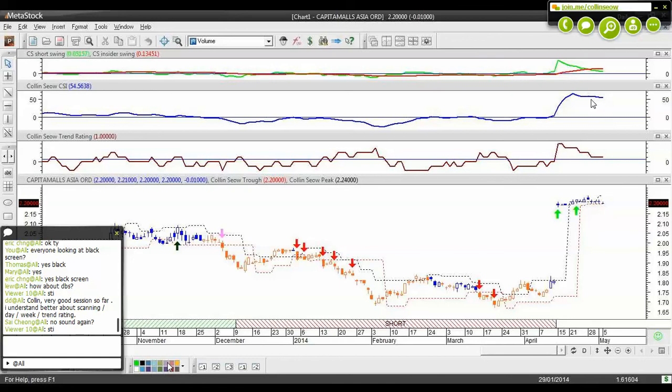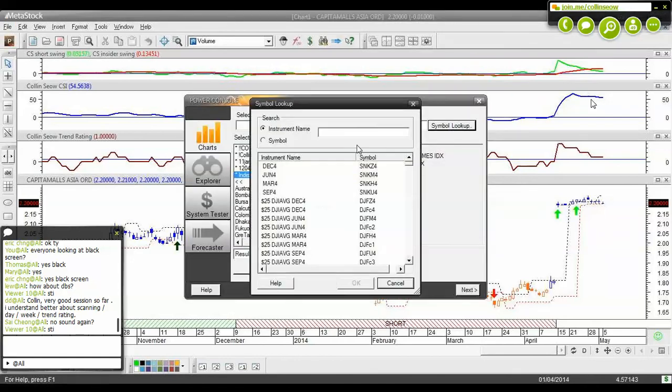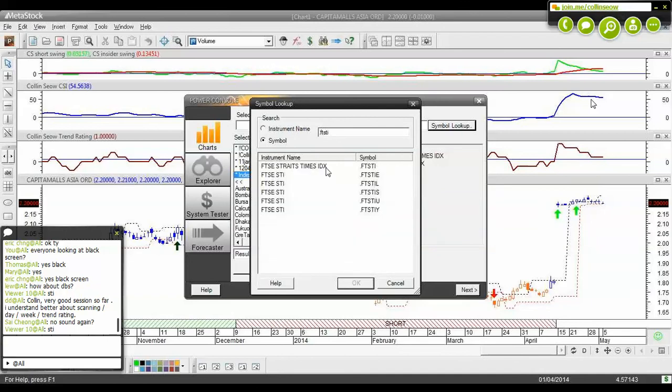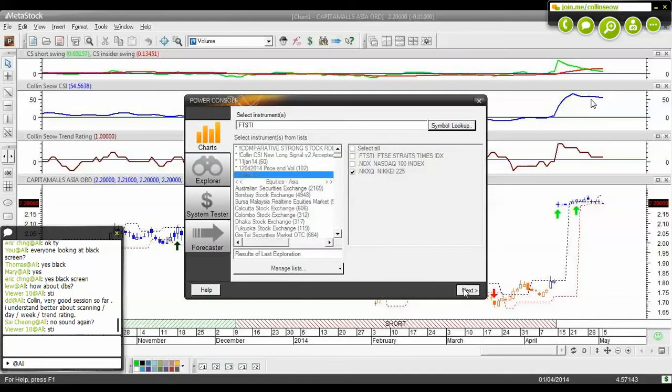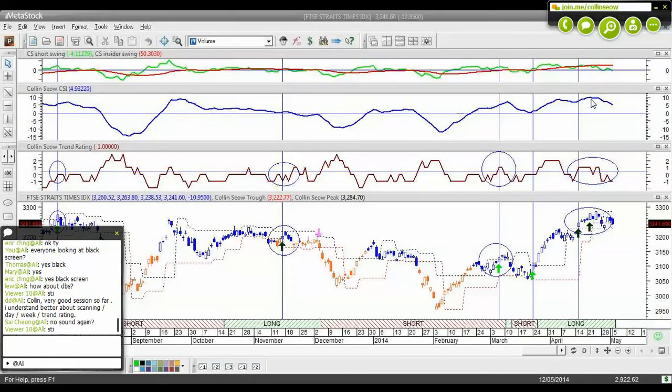Okay, for 15 more minutes, let's go through the market. Okay, let's go to the market and let's look at the STI. Okay, the STI chart. Before we go to STI, any last question on what we covered so far? Trend rating and things like that. Okay, now let's go to STI.